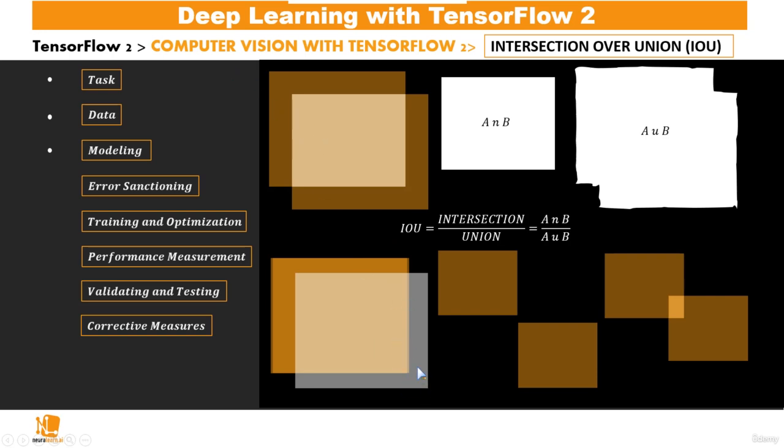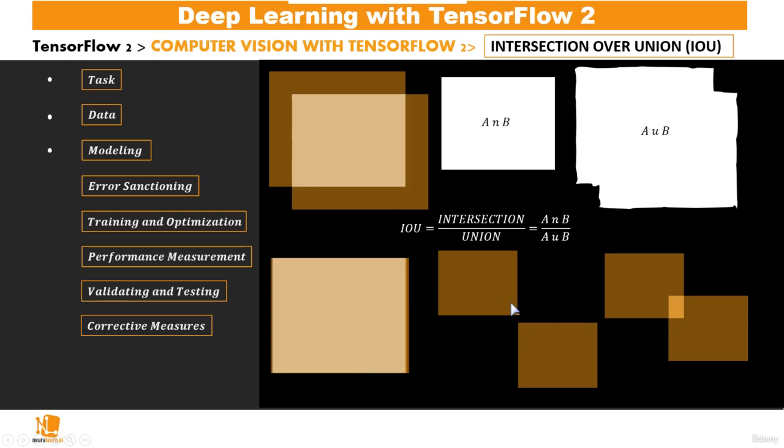Now suppose we have two other bounding boxes like this, where practically they are at the same position. Then in that case, the intersection will be the same as the union, hence the IOU will be equal to 1. So the greater the IOU, the closer the two boxes are.